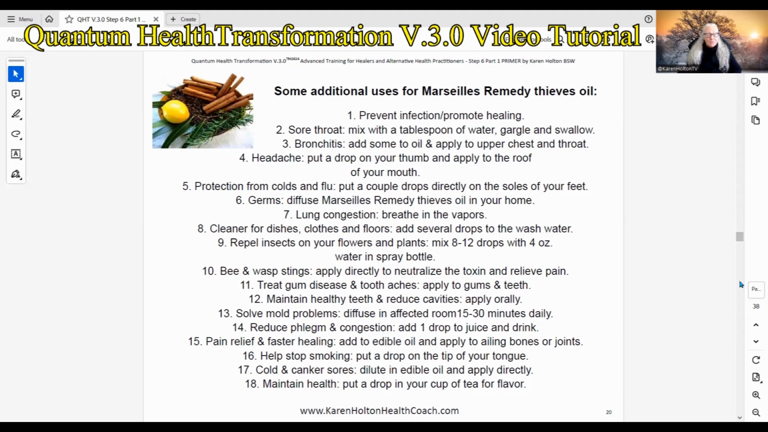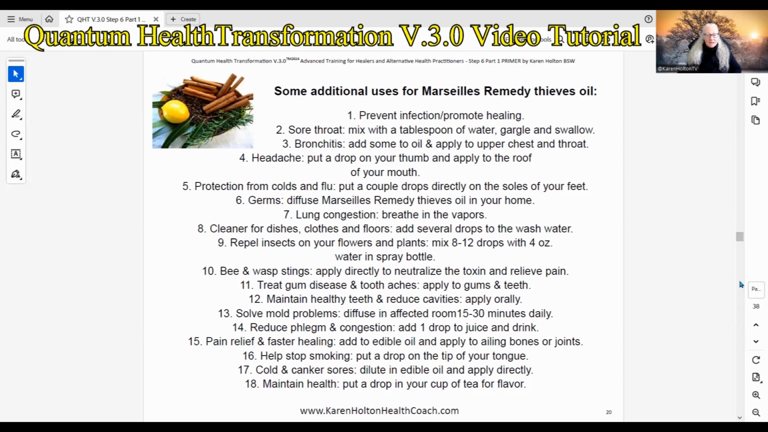Number 6, germs. Diffuse Marseille's Remedy Thieves Oil in your home. Number 7, lung congestion. Breathe in the vapors. Number 8, cleaner for dishes, clothes, and floors. Add several drops to the wash water. Number 9, repel insects on your flowers and plants. Mix 8 to 12 drops with 4 ounces of water in a spray bottle. 10, bee and wasp stings. Apply directly to neutralize the toxin and relieve the pain.